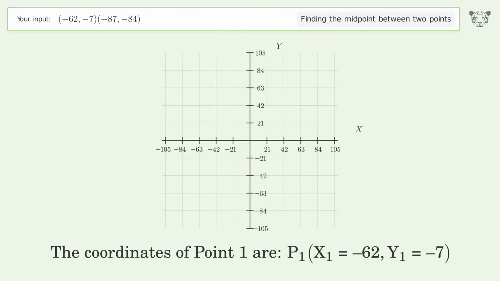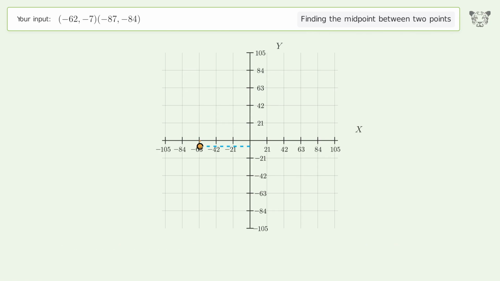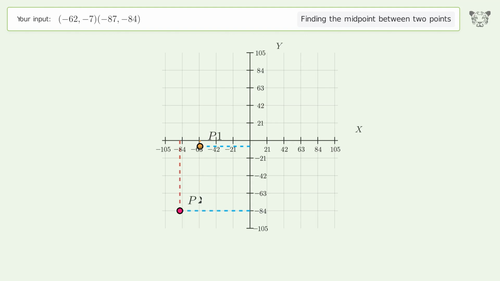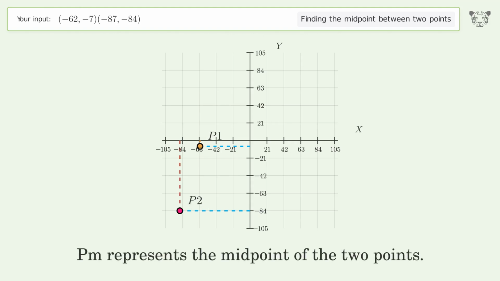The coordinates of point 1 are x1 equals -62, y1 equals -7. The coordinates of point 2 are x2 equals -87, y2 equals -84. PM represents the midpoint of the 2 points.